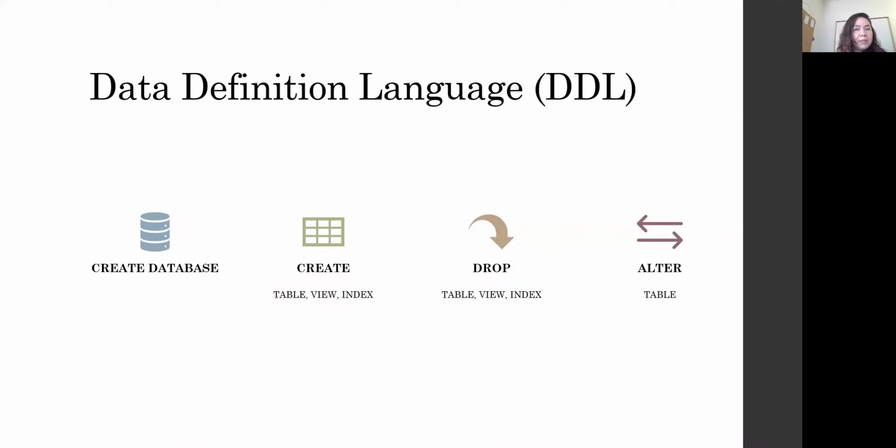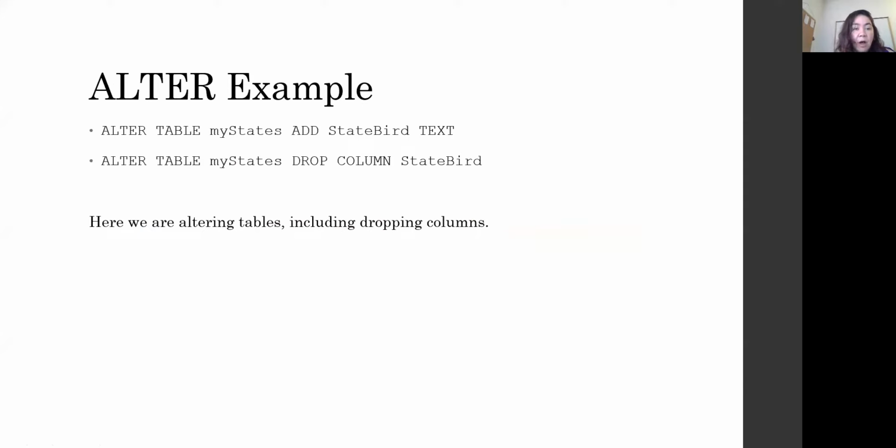This is the last DDL command that we need to learn. We've created things, we've learned how to drop big things, we can drop tables, but we haven't learned how to actually drop a column yet. So anytime you need to change a table, whether it's adding or dropping columns, you're going to be using this command. So we're going to alter a table named MyStates by adding the state bird as a column.